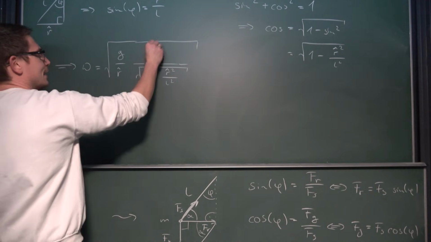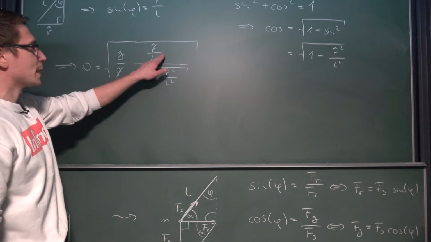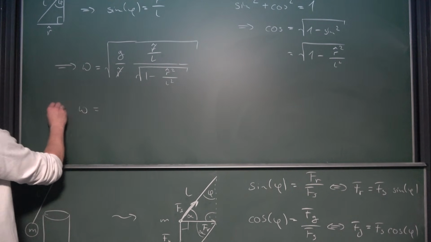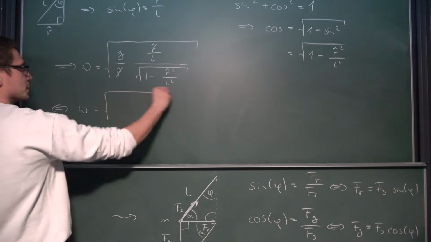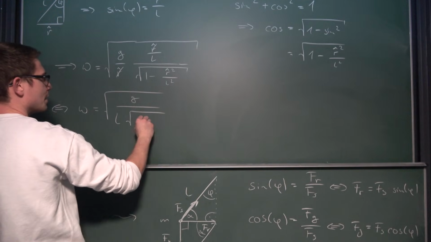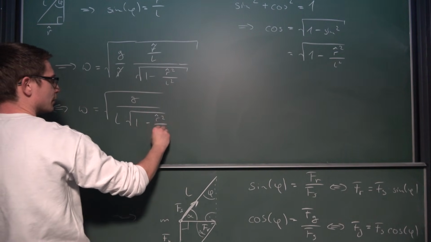Now r hat and r hat is going to cancel out. We're going to drag the L down into the denominator, giving us overall that omega is equal to the square root of g divided by L times the square root of 1 minus r hat squared divided by L squared.